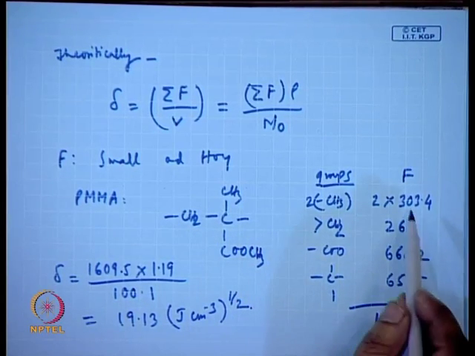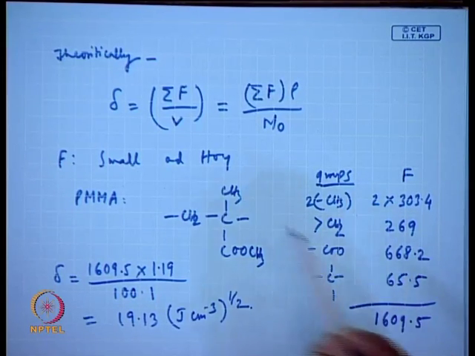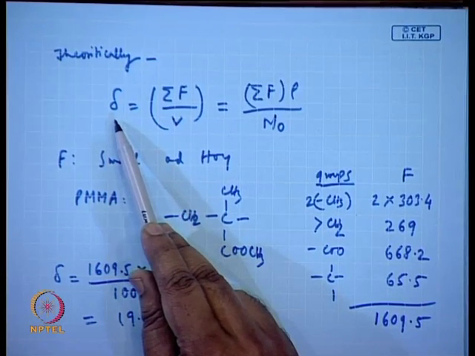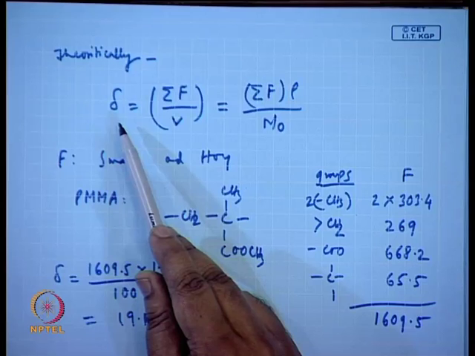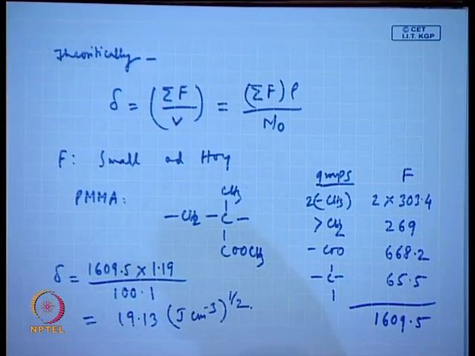Okay, now look at these values of the groups. As I said, the solubility parameter is basically the square root of the cohesive energy density, and cohesive energy density is nothing but a measure of the attractive interaction between the molecules. If there are polar molecules, obviously the attraction between the similar molecules becomes higher. So, the contribution becomes higher.